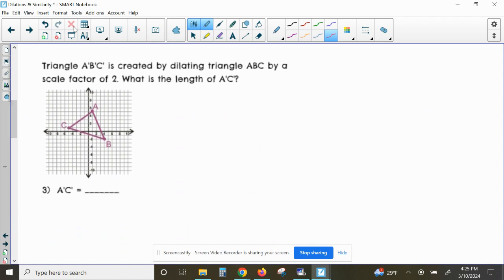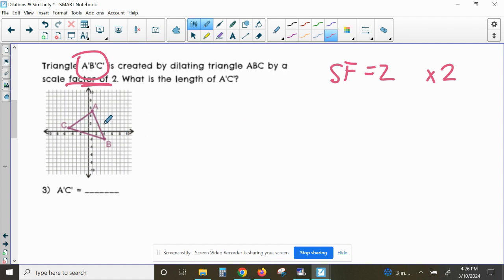Okay, let's look at the second one. It says triangle A prime B prime C prime is created by dilating triangle ABC by a scale factor of 2. So it looks like we don't have this triangle even in our picture, right? But we do need a scale factor of 2. And remember, if the scale factor equals 2, that means all of the side lengths are times 2. So the shape is going to be twice as big as this one.